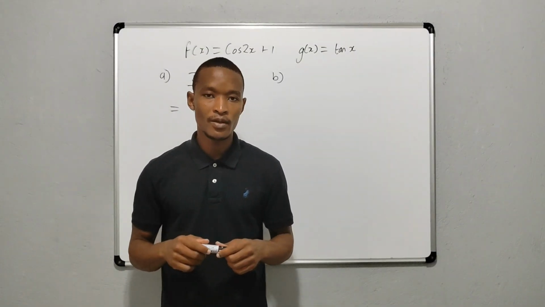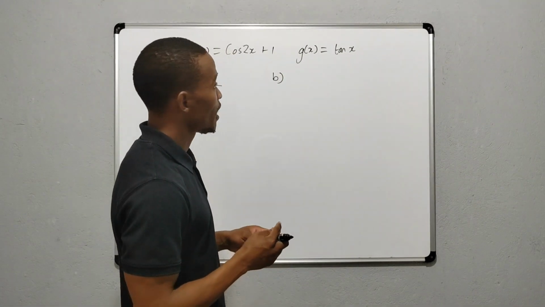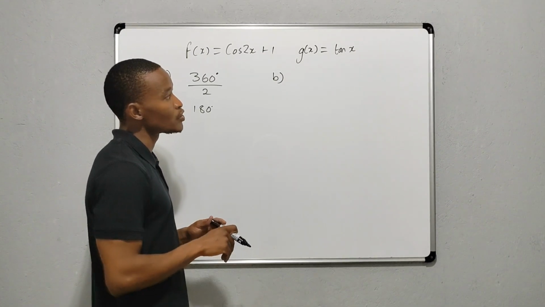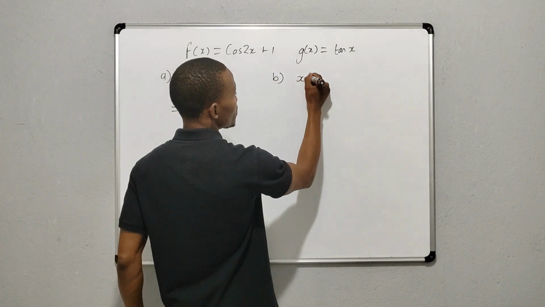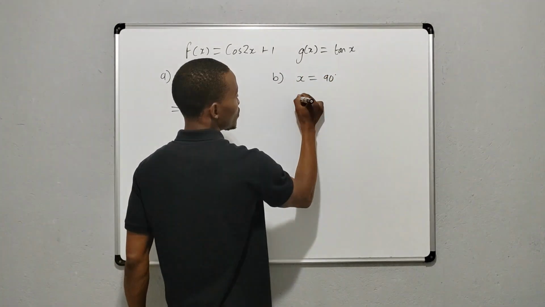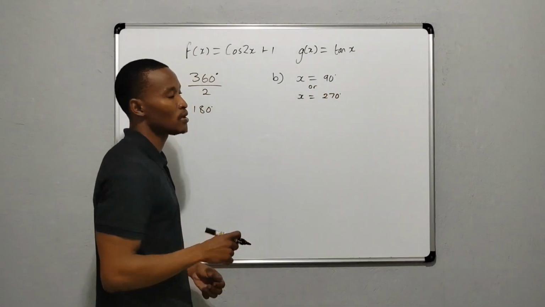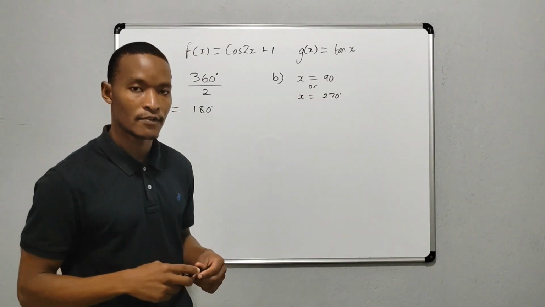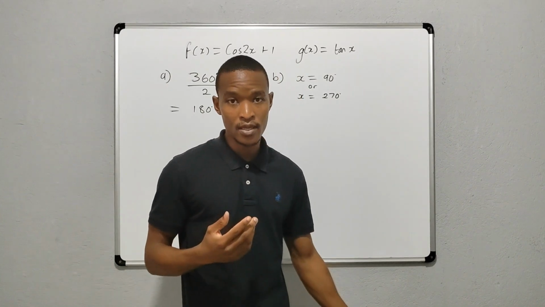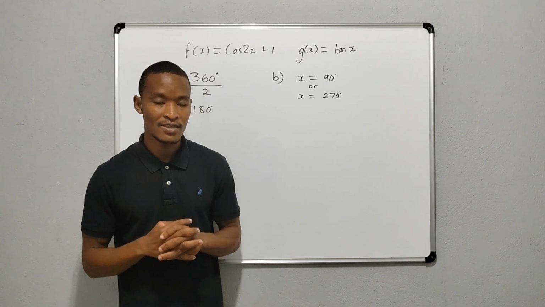Question B, we need to write down the asymptotes of our function g, and we're given a domain of 0 degrees to 270 degrees, all inclusive. So where will the asymptotes exist? At 90 degrees and also at 270 degrees. That's where the function is undefined. Good stuff. So then the natural expectation is that we'll be asked to sketch these two functions. Let us have a look at the third question.